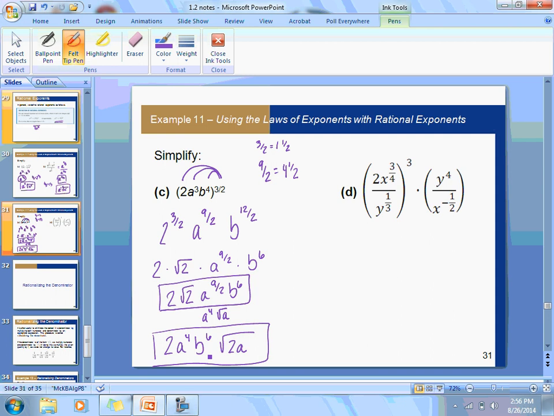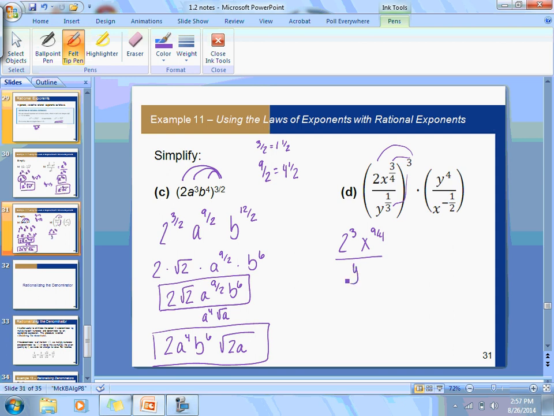And for part D, whew, that one looks like a beast. The nice thing is we've got a 3 out front of this first set of parentheses. So we have a nice whole number that we get to distribute this time. So I am going to distribute it to every single part of the term inside the parentheses. And the nice thing is when we do that, we get 2 to the 3rd, and then we get x to the 9/4. And then in my denominator here, I get rid of that 1/3. 1/3 times 3 is just 1, so I just get y.